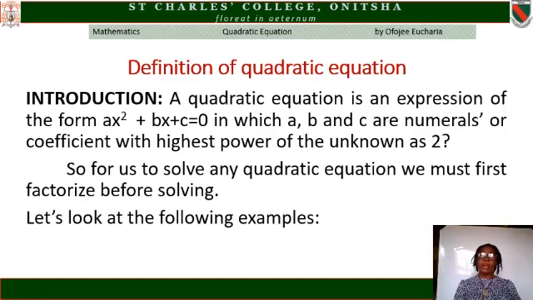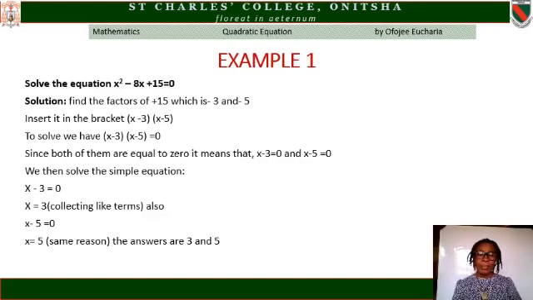But now, you have to listen and remember that in our last topic on factorization, we dealt with when the coefficient of the highest power of the unknown is 1. Let's look at the following examples. Example 1. Solve the equation x squared minus 8x plus 15 equals 0. To solve the equation, we must first of all factorize. And in the factorization of it, we find the factors of plus 15 that will give us minus 8. And that is minus 3 and minus 5.